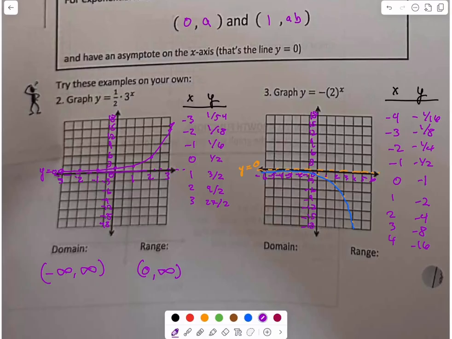Domain: all reals, so the very left to the very right. The range, the very bottom to the very top, so it's going to go from negative infinity up to 0. We get infinitesimally close to 0, but we don't reach it.